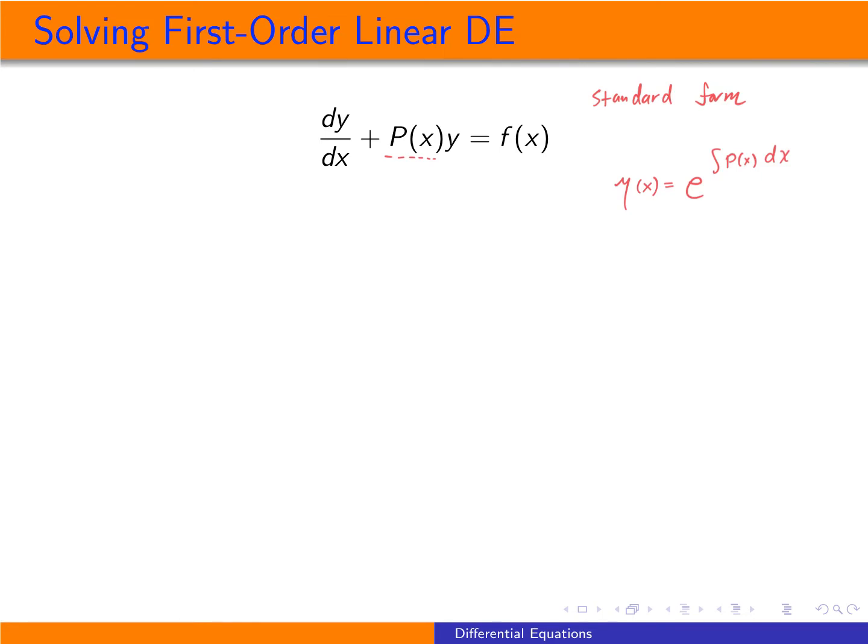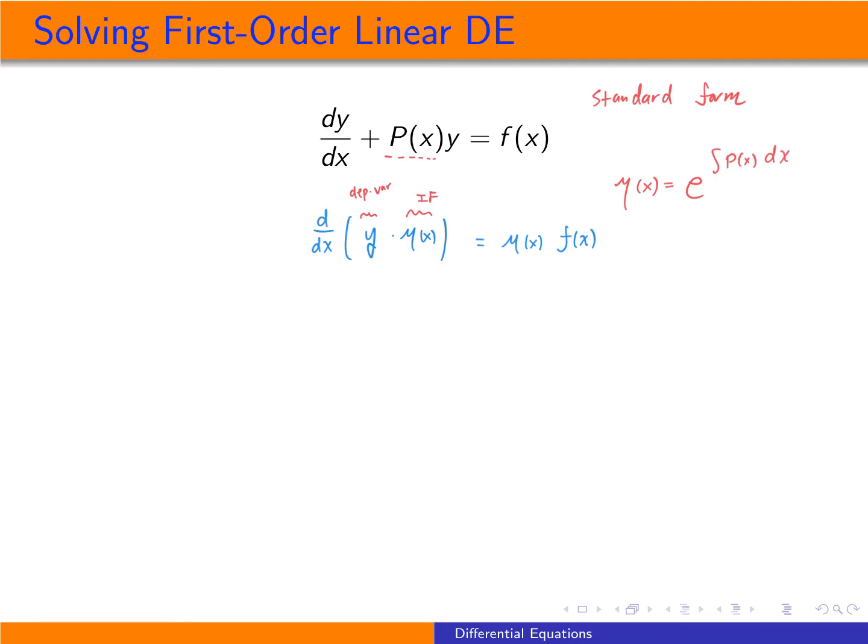Now, note on the right, you've made things more complicated. You would have mu of x multiplied by the f of x, which is there. But on the left-hand side, things actually simplify. What we've seen is that each and every time, that left-hand side will become the derivative of the dependent variable multiplied by the integration factor. And it always works out this way, so we will just jump to this: the dependent variable y multiplied by that integration factor mu.